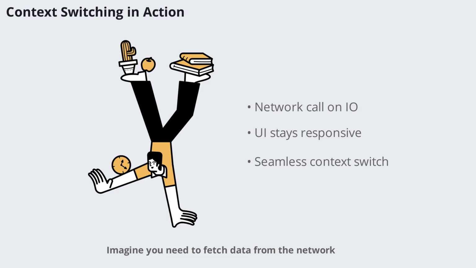Imagine you need to fetch data from the network. You can use withContext(Dispatchers.IO) to perform the network call, and once it completes, your coroutine resumes on the main thread. This approach ensures that your UI remains smooth and responsive, while heavy tasks run in the background. It's a clean and effective way to manage threading in Kotlin.